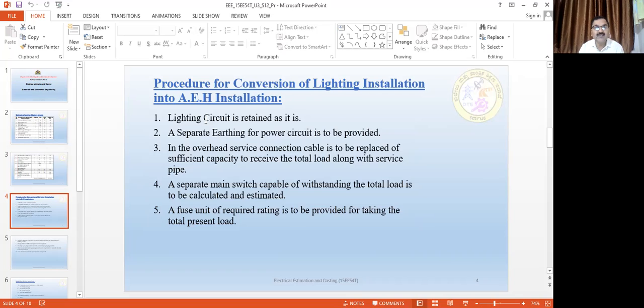And then fourth point is separate main switch capable of withstanding the total load is to be calculated and estimated. So for the heating circuit, we need a separate main switch. Then a fuse unit of required rating is to be provided for taking the total present load. So in the meter board, we have to replace the fuse cutout and the main switch.